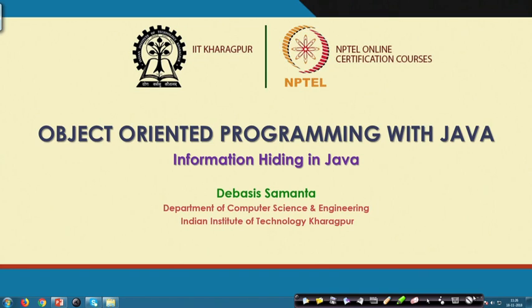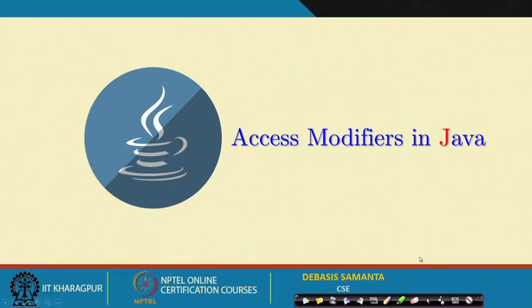So, in this module we will learn about information hiding in Java. The concept of information hiding is very interesting as well as important. Information hiding means the different ways that a programmer can control the access of different elements, meaning the methods and the members that belong to a class.